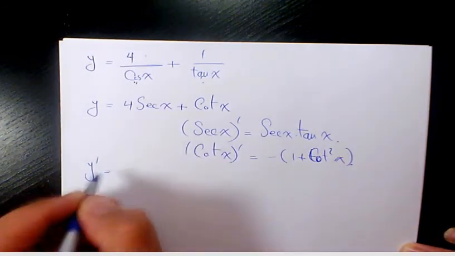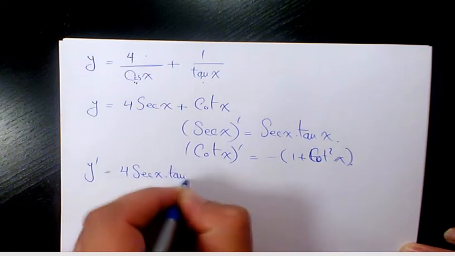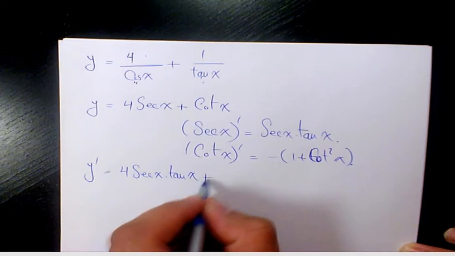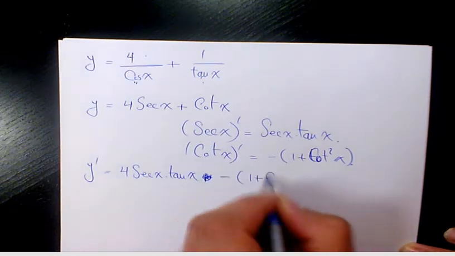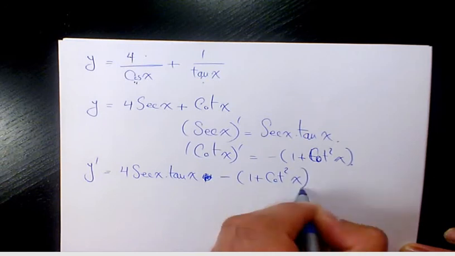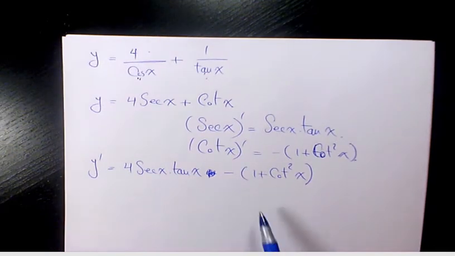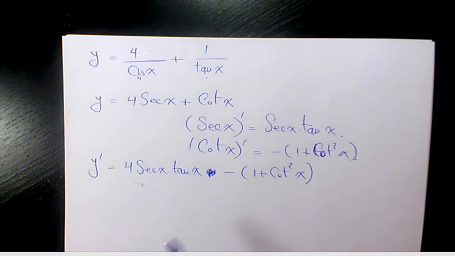y prime will be 4 times secant x tan x plus, actually it's going to be negative, because plus times negative is negative, minus (1 plus cotangent squared x). So that's going to be the derivative of this function.